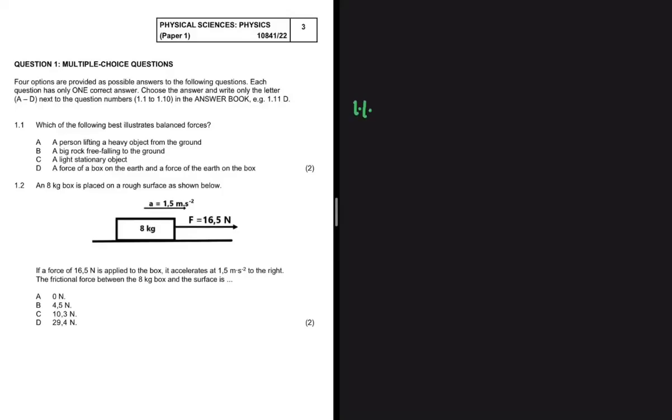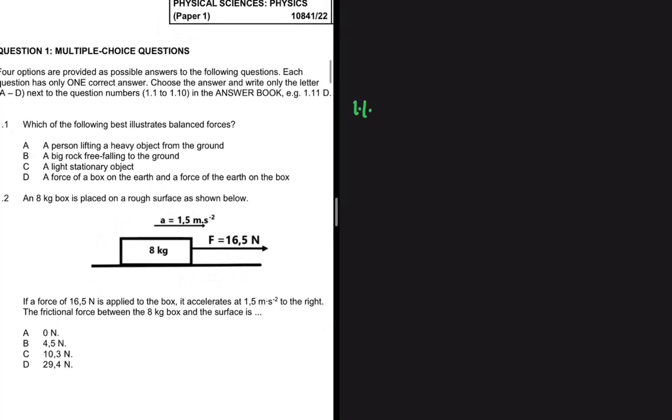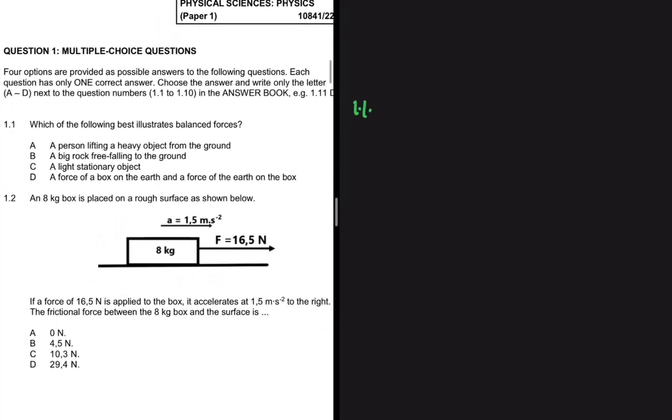1.1 Which of the following best illustrates balanced forces? So let's break that down before we even attempt to answer the question. When you're thinking about balanced forces, you're thinking F net is equal to MA, and F net is equal to 0. Your object is stationary or it is moving at a constant velocity. That's when we can say that forces acting on an object are balanced.